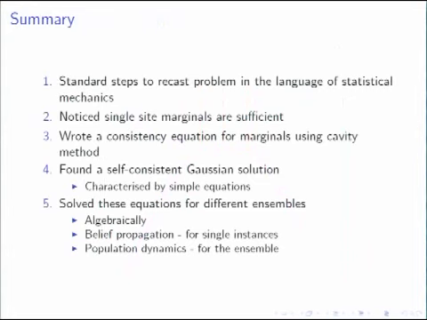Okay, a quick summary. What did we do? We took some standard steps to recast the problem into the language of statistical mechanics, and we stared at that a bit and noticed that in fact the single site marginals were sufficient to calculate this object. We wrote consistency equations for those using the cavity method. We then solved those self-consistently with this nice Gaussian solution, which is characterized by a very simple set of equations.